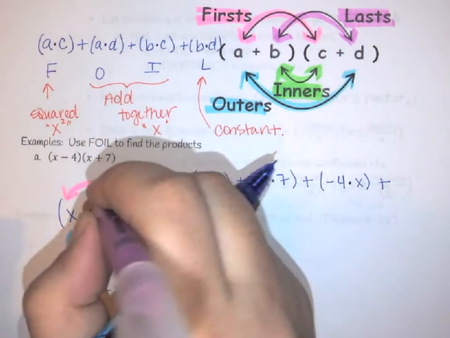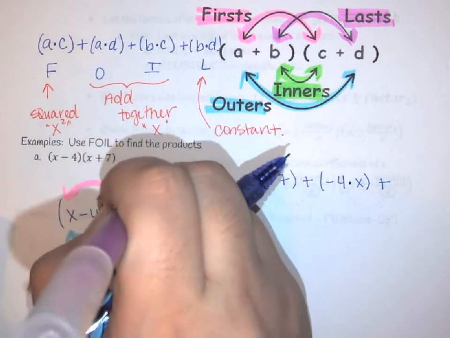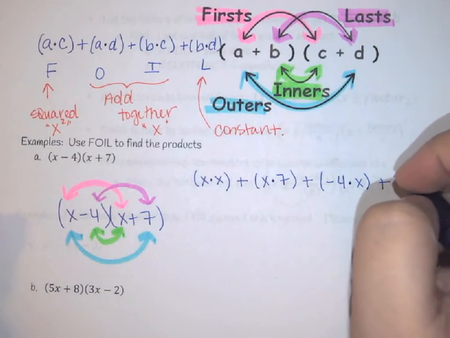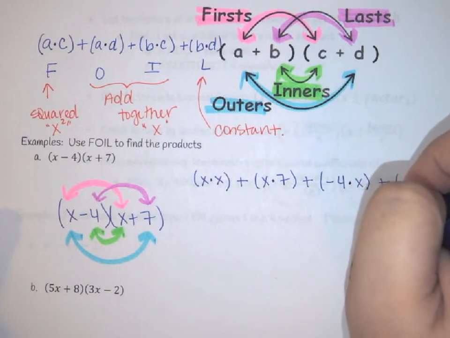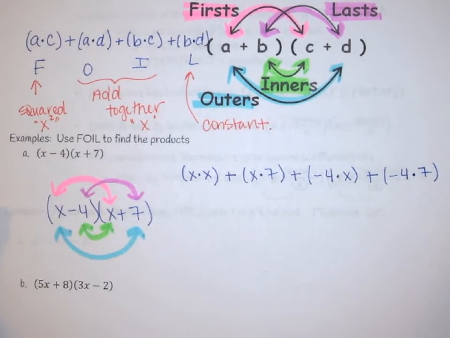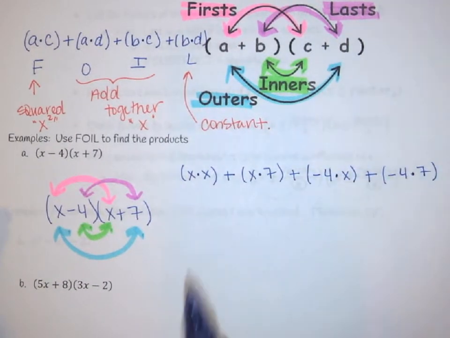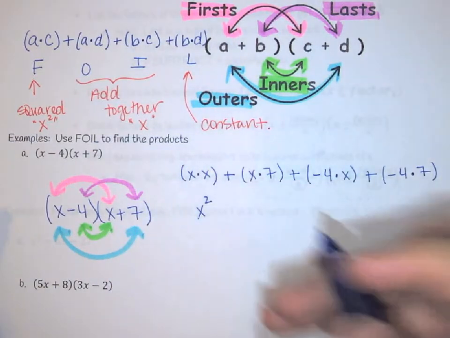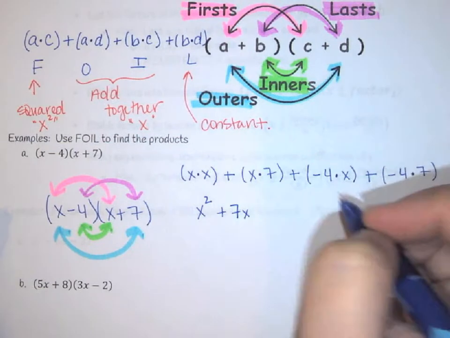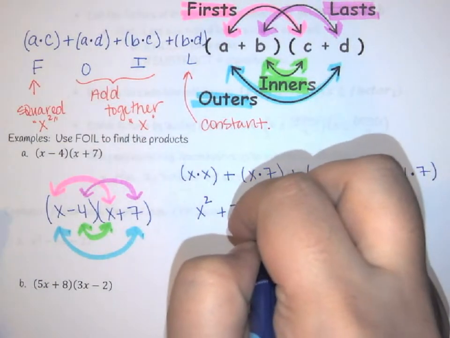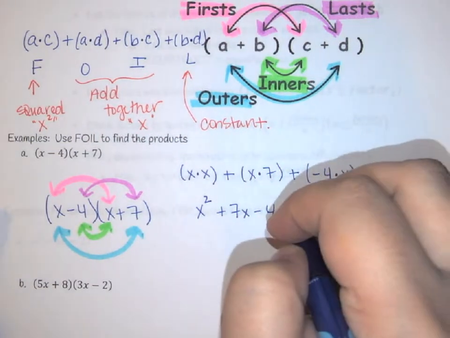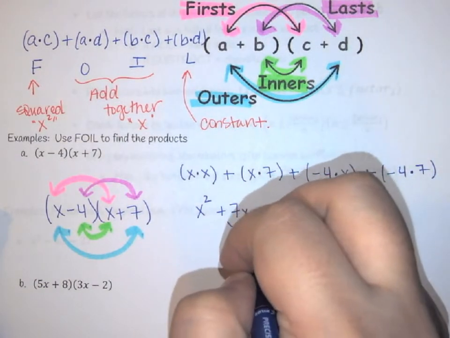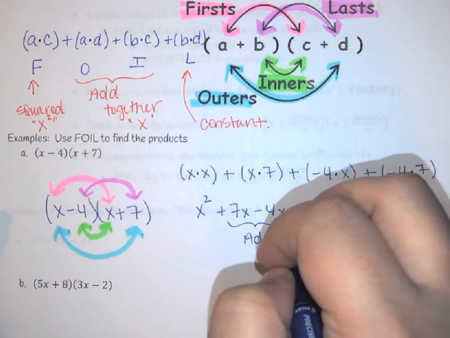And then I have to add it to the last term. So these are the last terms, okay, of your function, and in this case this becomes a negative 4 times a 7. Once you've got them all laid out, you then have to reduce. So x times x gives you x squared. X times 7 is a 7x. Negative 4 times x is minus 4x. Negative 4 times 7 is a minus 28. These right here you need to combine, so we need to add, subtract together.